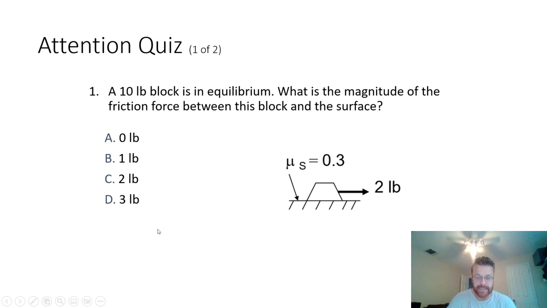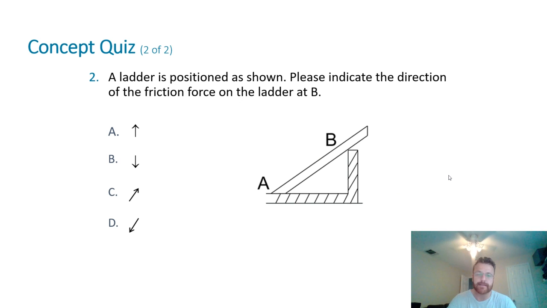Don't be confused and pick D just because D is mu sub s times N. Remember that's the maximum frictional force, and that only occurs when the applied force is actually equal to that. So if we're only applying 2 pounds of horizontal force and the maximum static friction force is greater than that, then the frictional force is just going to be equal and opposite to the applied force. So 2 pounds is the answer.